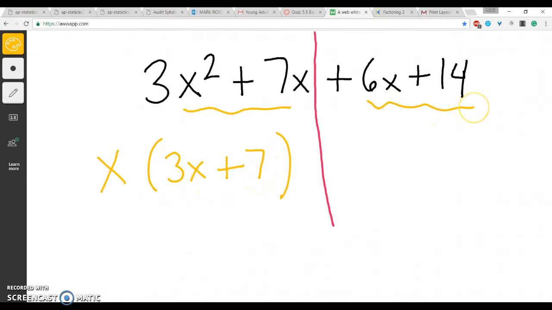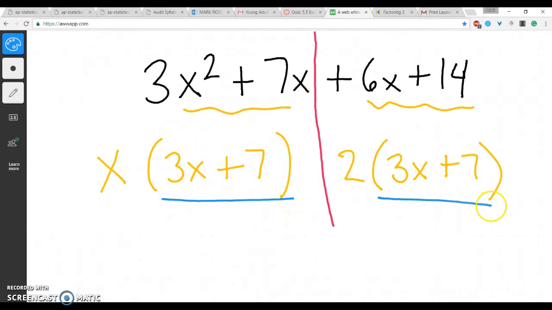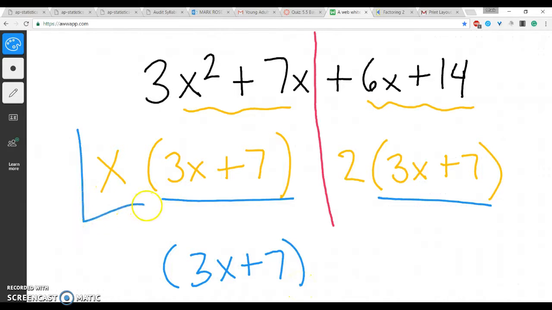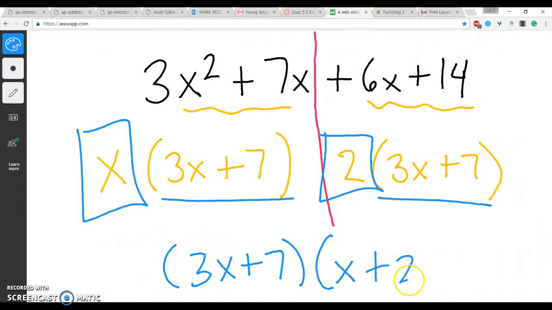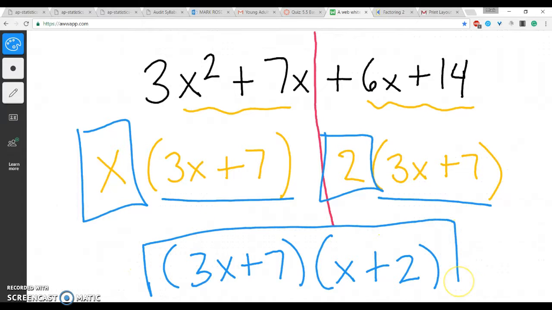Then I'm going to try to factor this right-hand side. When we factor this right-hand side, we can pull out a 2, because 6 and 14 are divisible by 2, and I'd have 3x plus 7. Again, what we should notice is that this is the same as this, so I will actually pull those things together and get 3x plus 7. Then we'll take what's left over and pull that together and get x plus 2. And again, we've just factored that four-nomial.